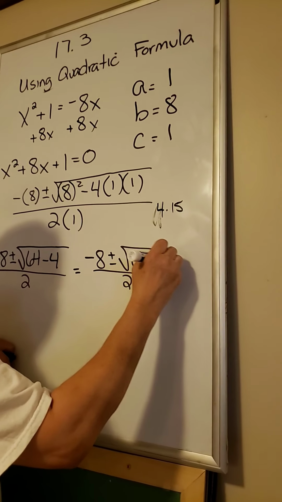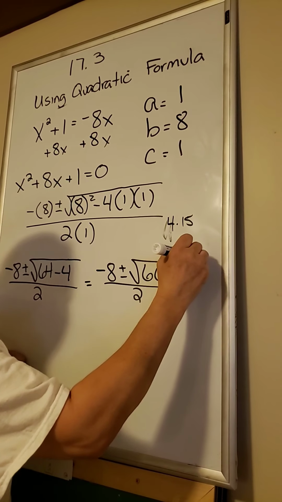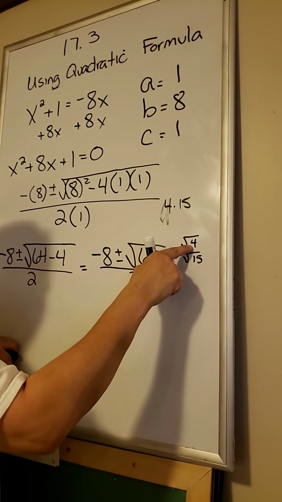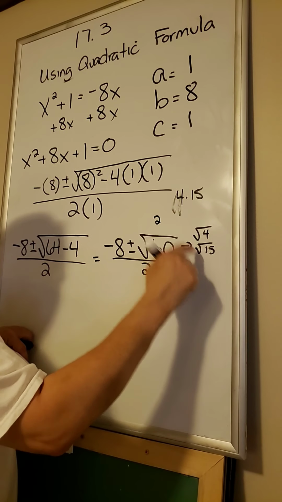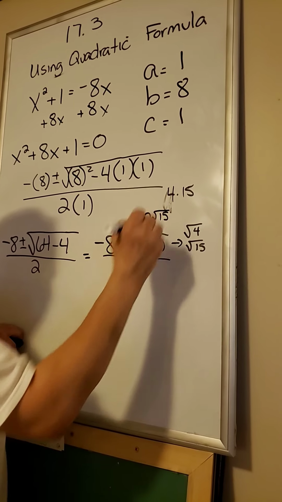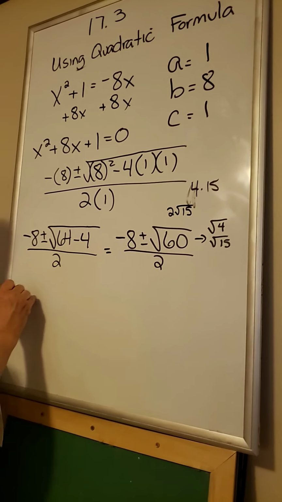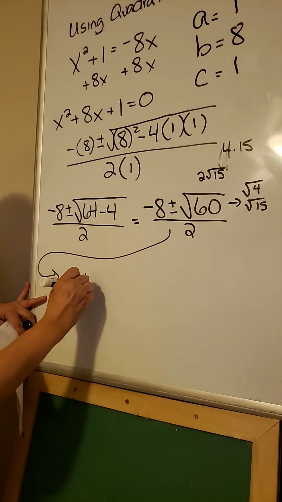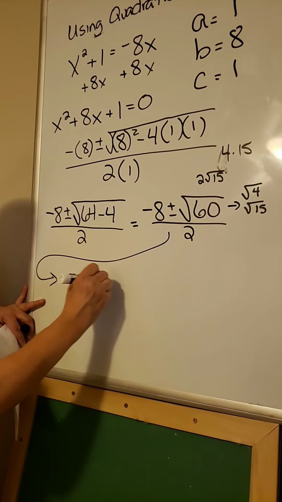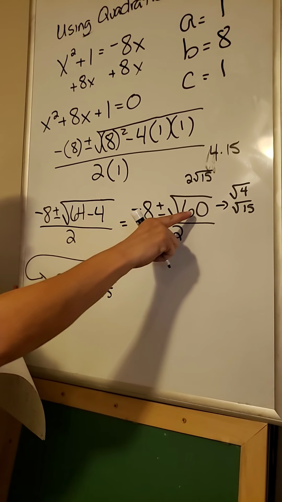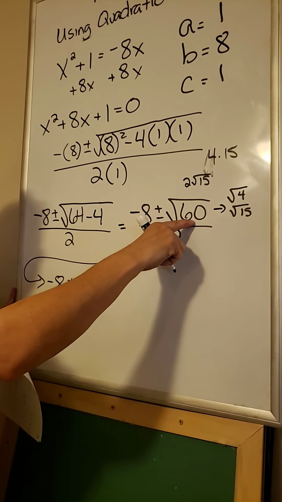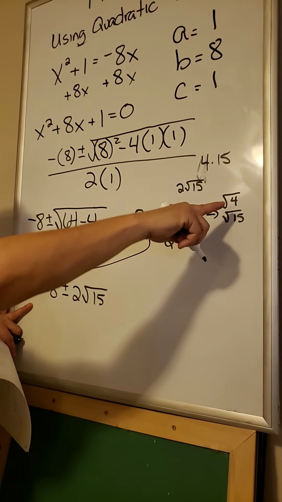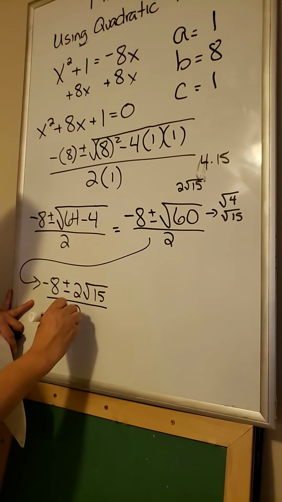So we can break this down into radical 4 times radical 15. Radical 4 becomes 2, and radical 15 we leave as radical 15. So we have negative 8 plus or minus 2 radical 15 over 2. The 2 radical 15 came from the 60. The factors of 60, one that's a perfect square, is 4 times 15.